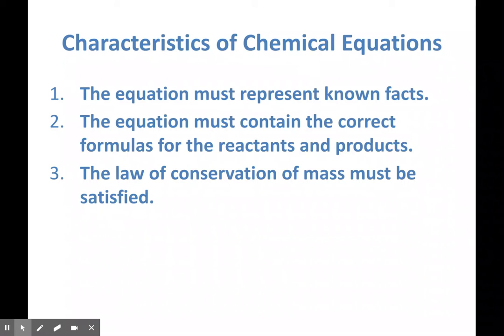Some things that you have to have in your chemical equation: you have to have known facts. You have to have accurate equations written, formulas for what is being used and what's being produced, and the law of conservation of mass must be satisfied, meaning you have to have the same mass going in as coming out.